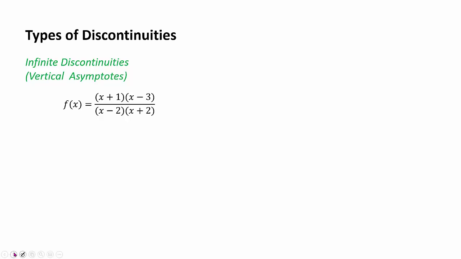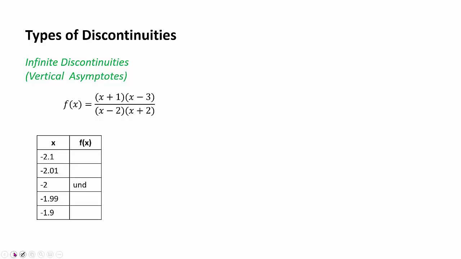So I've come up with that same rational function that we just worked on, but this time I want to look at the values that surround each of those discontinuities. So we know that -2 is a discontinuity. If we plugged it in, we'd get undefined. So I've plugged in 2 values to the left of -2 and 2 values to the right of -2. Extremely, extremely close, right? Take a look at what happens here.